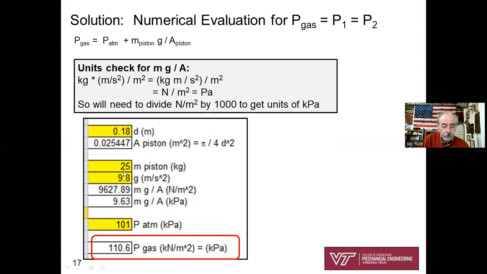Let's see. Mass of the piston, mg. And so here is mg over A is 9628 newtons per square meter. You have to divide by 1,000 to get to kPa, thousands. You see how we do that? Okay, so we're going to reduce this 3 decimal points by dividing by 1,000. 9.63 kPa is mg over A. P atmosphere is 101 kPa. That's given. And so we're going to add 101 plus 9.63 to get the result. P1 equals P2 equals 110.6 kPa.